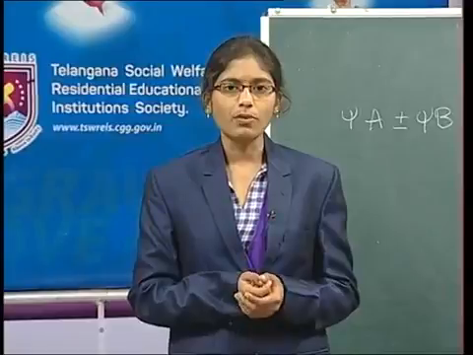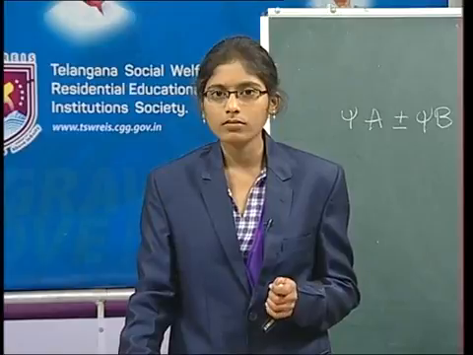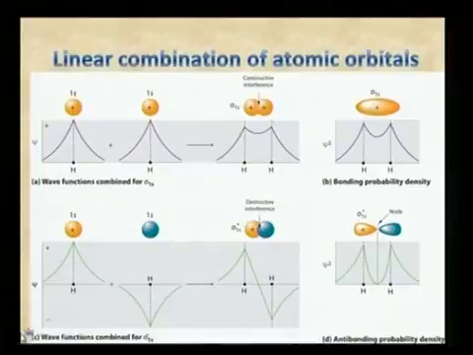Due to constructive interference, the bonding molecular orbital is formed. Due to destructive interference, the anti-bonding molecular orbital is formed. What is constructive interference and what is destructive interference? Okay. Here, two electron waves are combining linearly with the same signs in the same phases and result in constructive interference. This constructive interference results in the formation of the bonding molecular orbital.